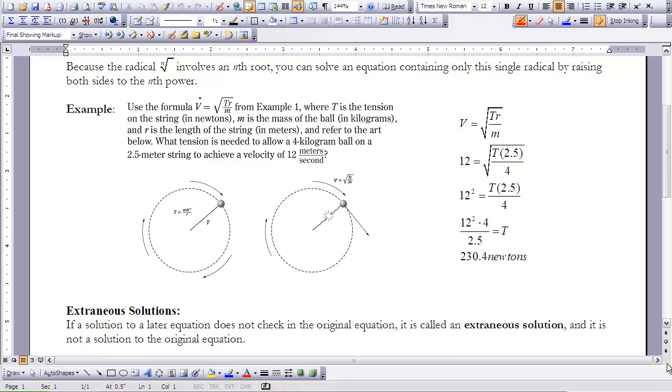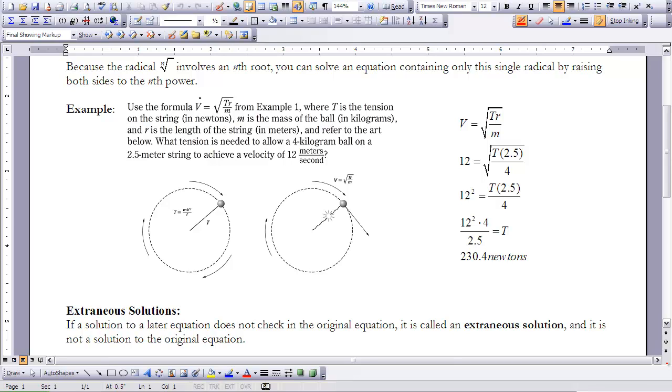So we're going to use the equation velocity is equal to the square root of t times r over m, where t is the tension on the string in newtons, m is the mass of the ball in kilograms, and r is the length of the string in meters. And we'll refer to the diagrams below. What tension is needed to allow a 4 kilogram ball on a 2.5 meter string to achieve a velocity of 12 meters per second? So we're going to take our equation that we have here.